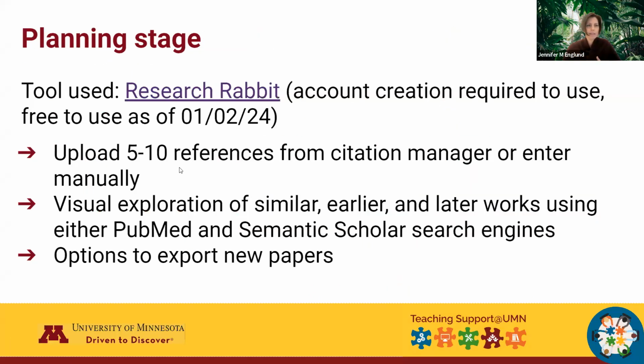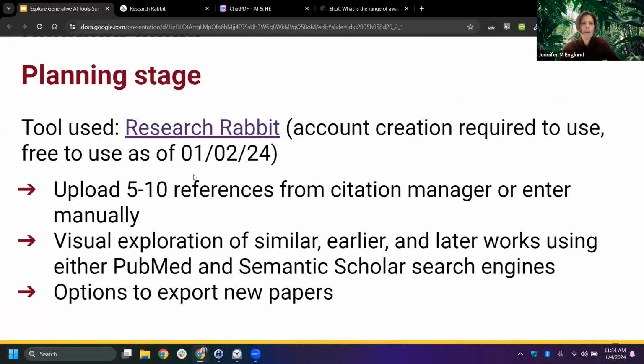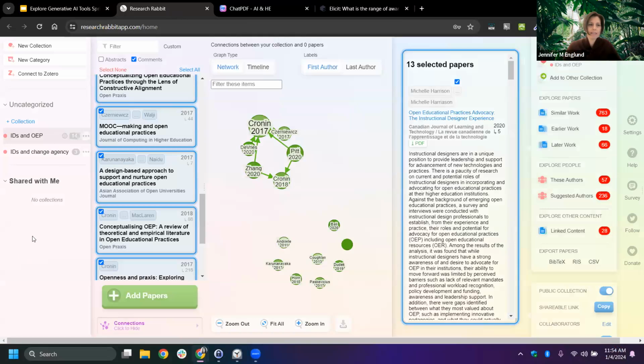I used this framework to help plot out how each of the AI tools could be useful. Starting with the planning stage, I looked at a tool called Research Rabbit. This is a citation-based literature mapping tool. An account creation is required to use it, and as of this week, it's still free to use. I'm going to be switching back and forth between my slides and the tools here. So I'm going to go over to Research Rabbit so we can get a sense of what this looks like.